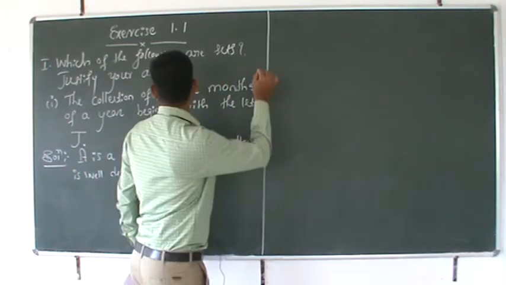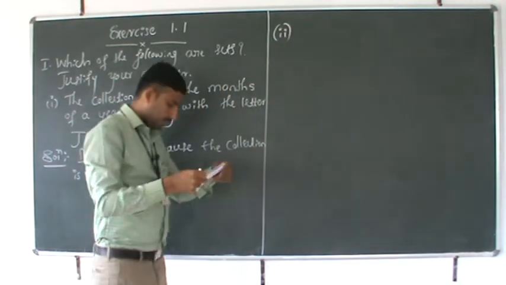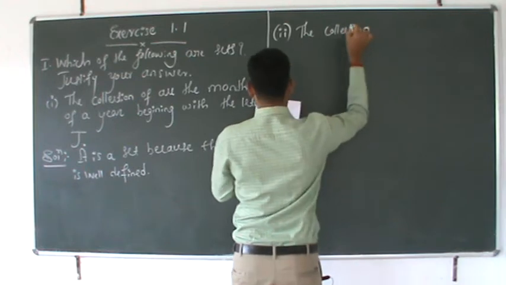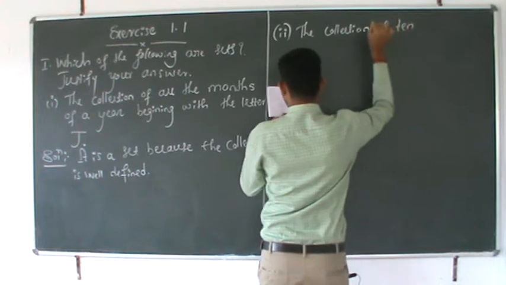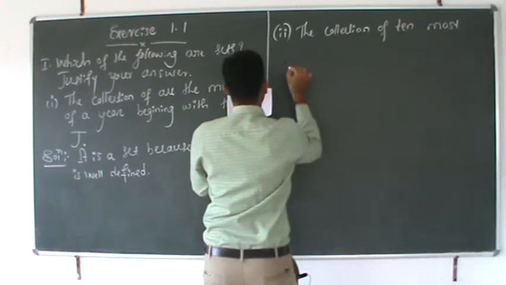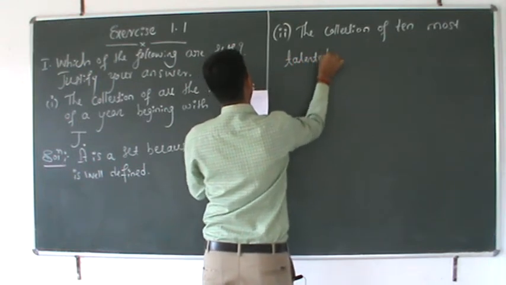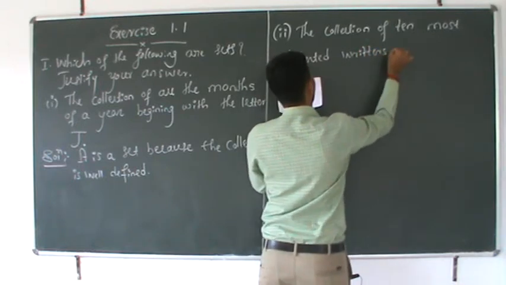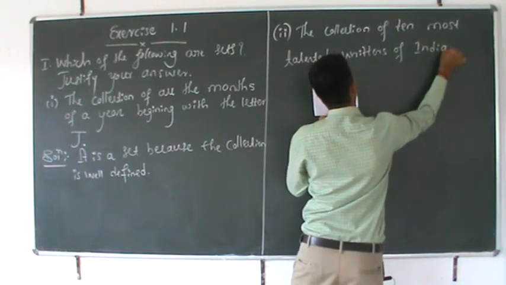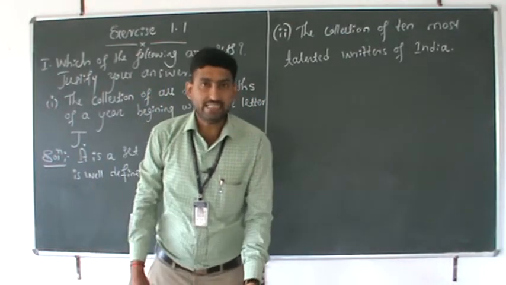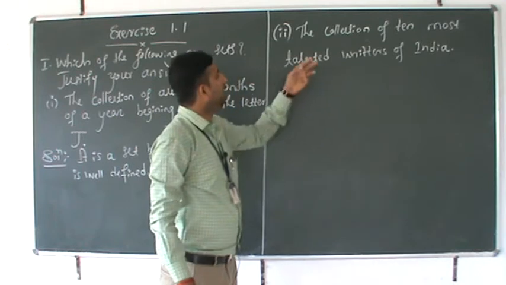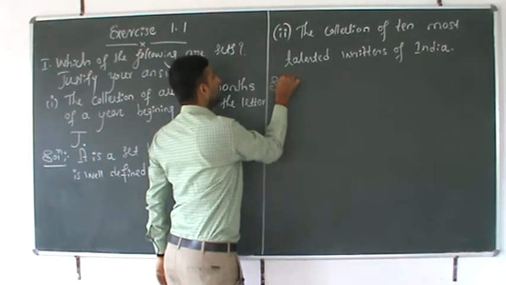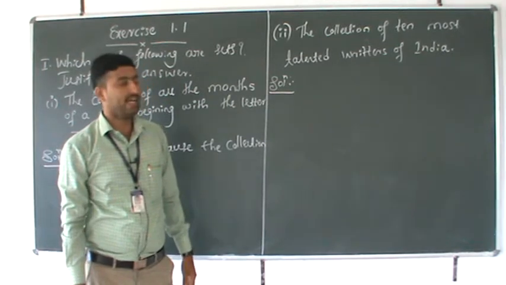ಇರಲಿ ಇದು 3 ಮಂತಿಗೆ. ನೆಕ್ಸ್ಟ್ ಇರೋದು ಏನಂತ ಹೇಳಿದ್ರೆ the collection of ten most talented writers of India. ಇದು ಸೆಟ್ ಆಗ್ತದೋ ಇಲ್ಲೋ ಅಂತ ಹೇಳಿ we have to verify. The collection of 10 most talented writers of India.